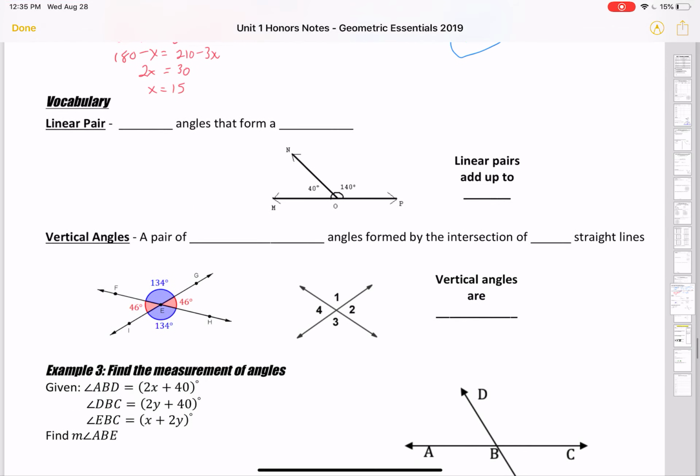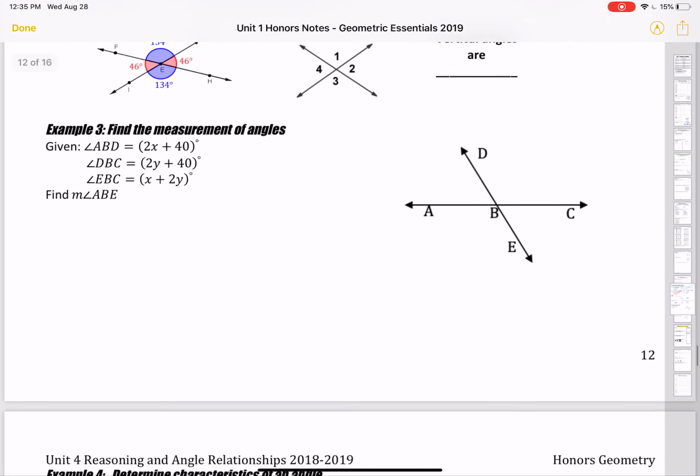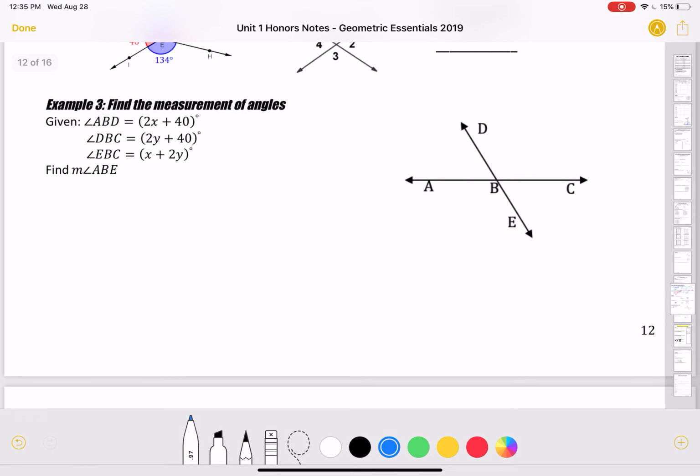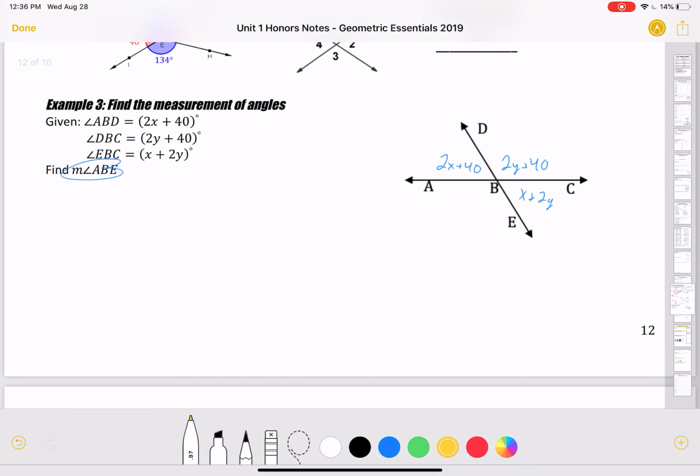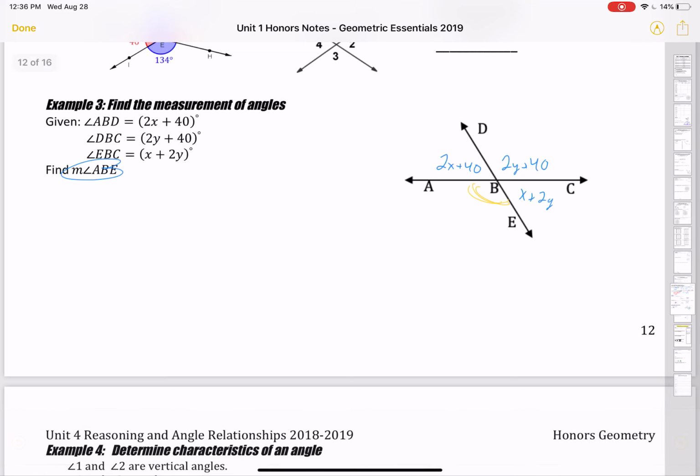We already did vocab on linear pair and vertical angles, so let's work through some problems. All right, find the measurements of these angles. ABD, always want to label your diagram, so do that. DBC is 2y plus 40, and EBC is x plus 2y. And I want to figure out what is the measure of ABE, and so what is the measure of that angle right there.